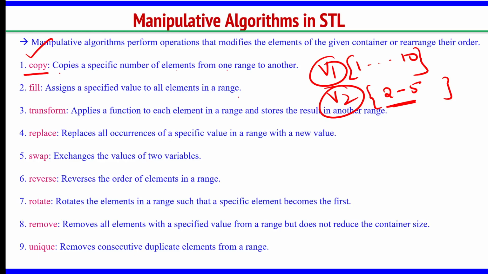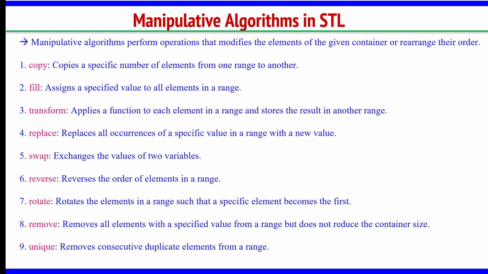Along with that, it has an additional feature that it can copy a given range of values from v1 into v2. v1 has 10 values, v2 has none, I want to copy only a set of elements from v1 into v2, I can use copy, right. Next one is fill. It will fill all the values with the default value. We will see all of them with examples and detailed syntaxes, so I will just quickly go through them.